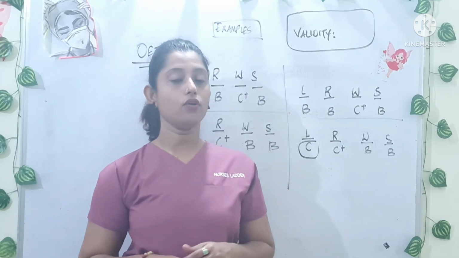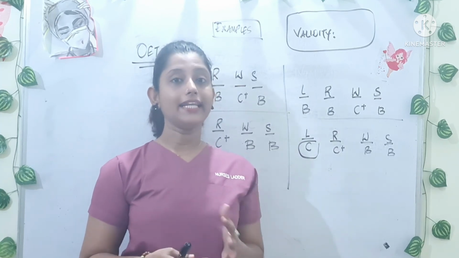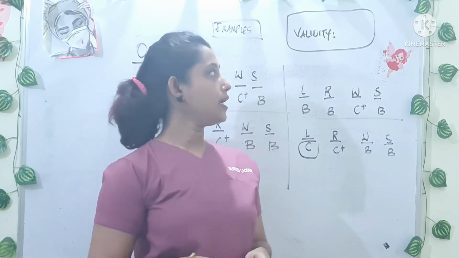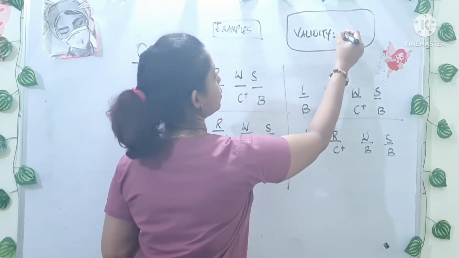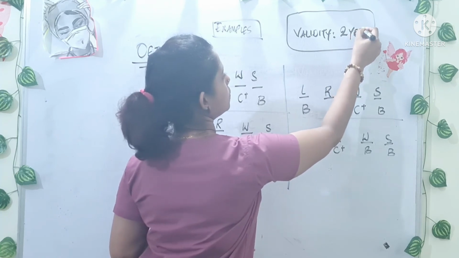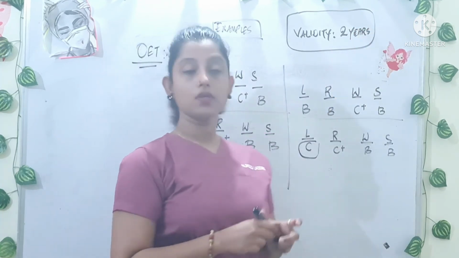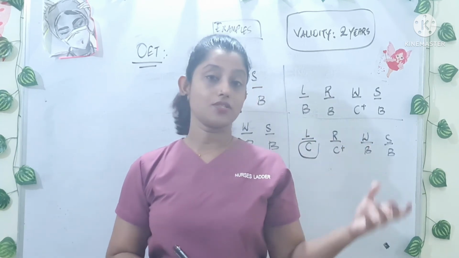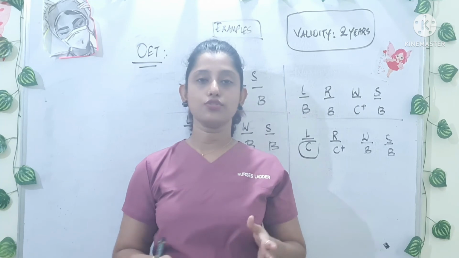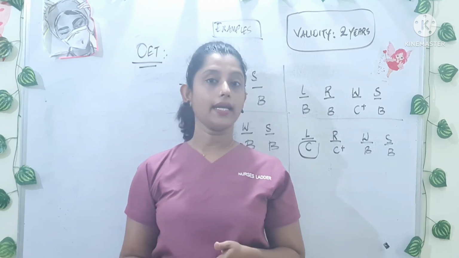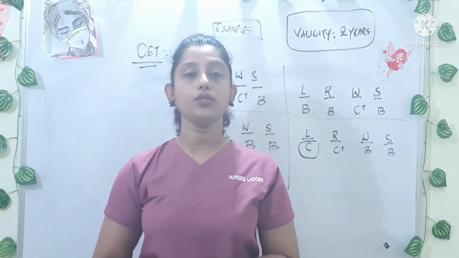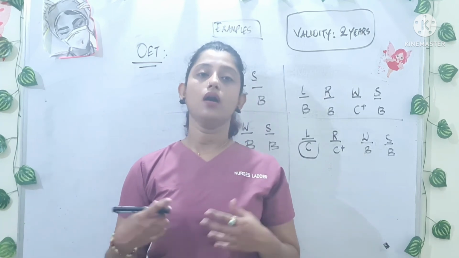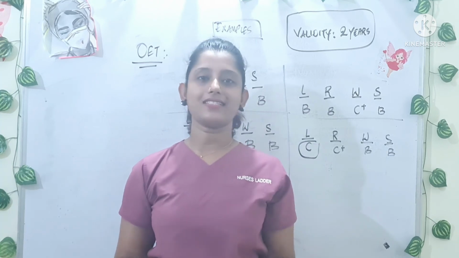Now, about the validity of scores of an English test: the validity is for 2 years. Once you complete your test, the testing scores will be valid for another 2 years. So after the test, you can apply within 2 years. If the validity is over, again you are supposed to sit for a new test.